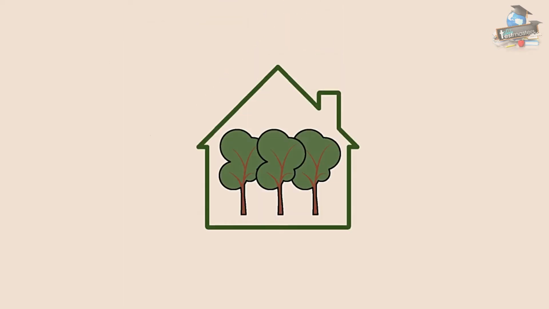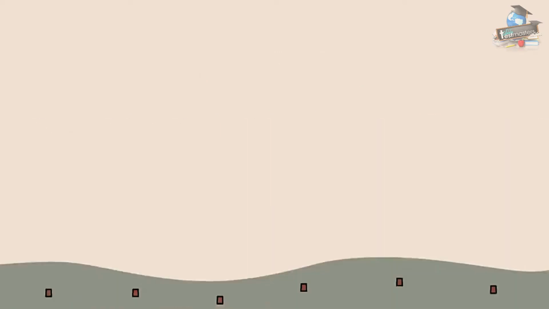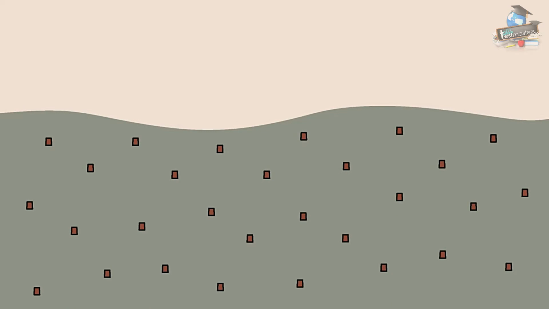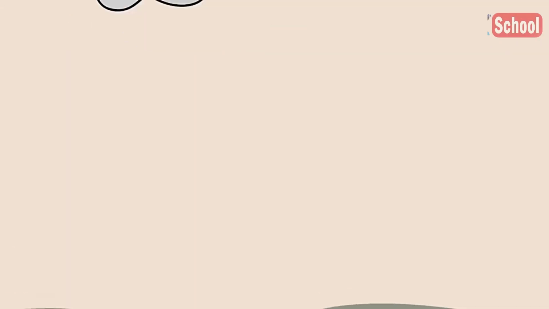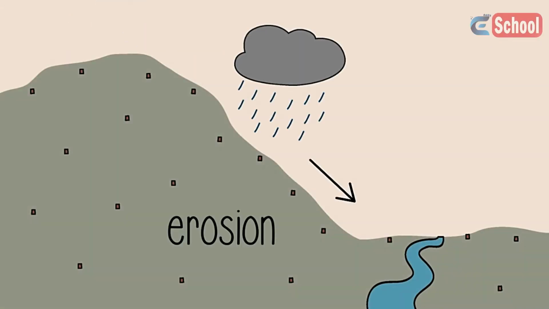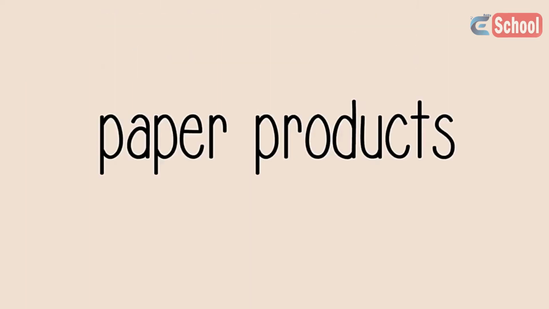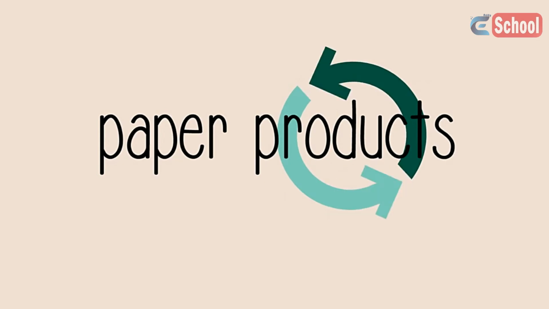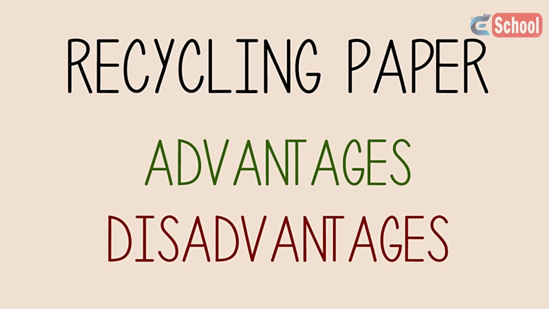This is a serious environmental issue because it destroys habitats, disrupts food chains and food webs, is a severe eyesore, and indirectly leads to increased carbon dioxide content in the atmosphere. It could also lead to erosion of hillsides with the consequence of flooding. An obvious solution is to recycle these paper products. In this lesson, we will learn about recycling paper and the advantages and disadvantages of this industrial process.